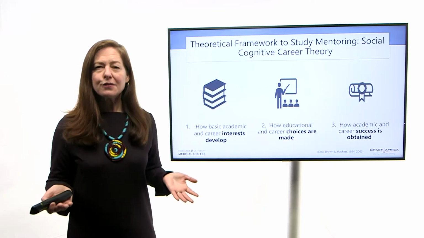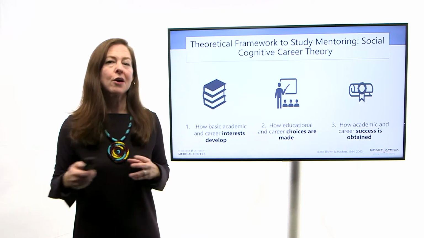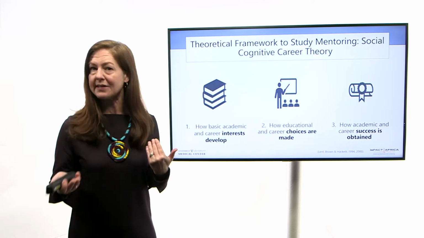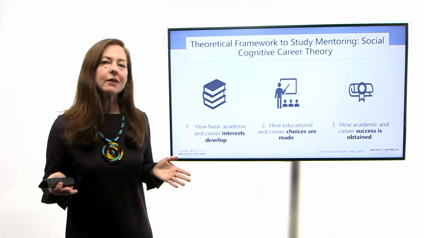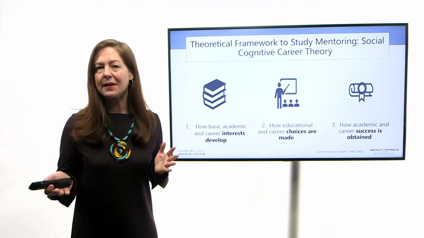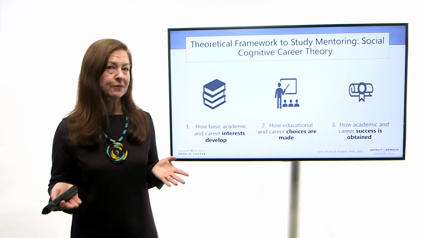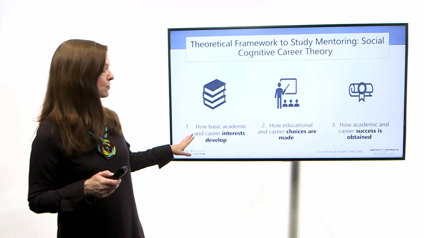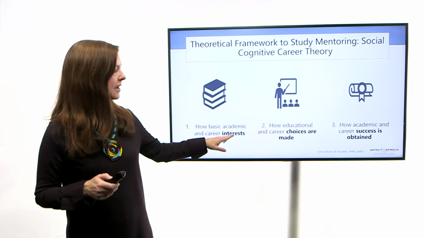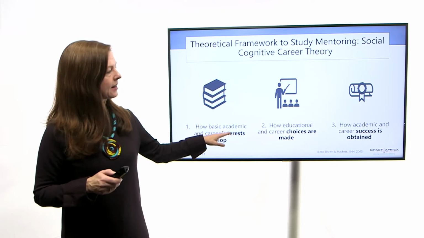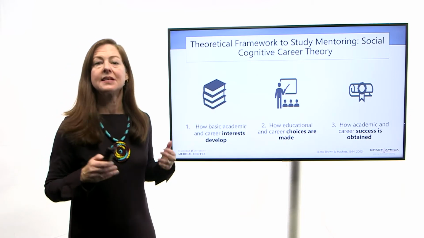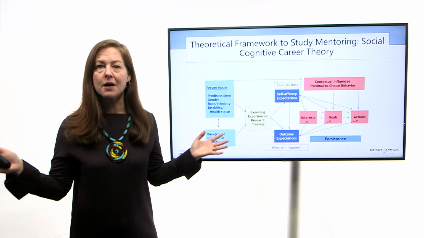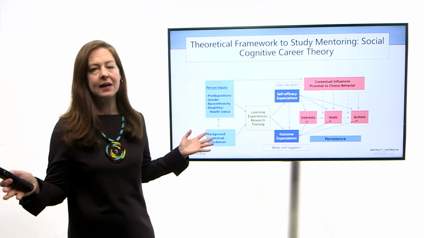So how can we use frameworks or models to be more effective in our own mentoring practices? Social cognitive career theory is one conceptual model to examine critical indicators. It's aimed at explaining 3 interrelated aspects of career development. 1, how basic academic and career interests develop, 2, how educational and career choices are made, and lastly, how academic and career success is obtained. In thinking about that, we go to this larger model and the visualization of this theory.